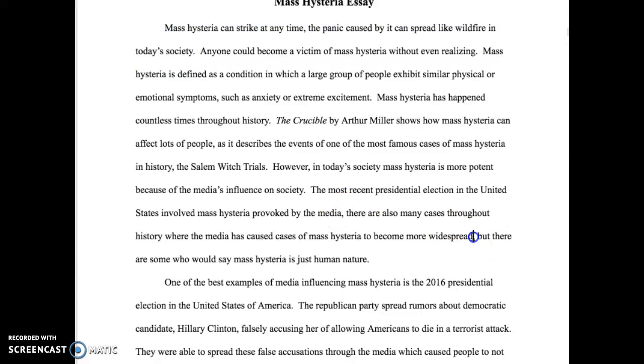So we have in the English language independent clauses, which are sentences that can stand alone by themselves. So mass hysteria can strike at any time. That is one complete sentence. And then the panic caused by it can spread like wildfire in today's society. That is also a complete sentence. So you have a comma splice when you combine two independent clauses with just a comma.